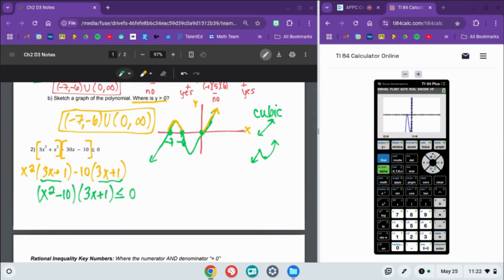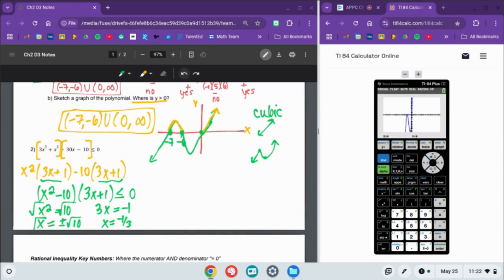And then for the x squared minus 10 part, I have to do x squared equals 10 and take the square root. And that would give me x equals plus or minus square root of 10. For the 3x plus 1 equals 0, that's going to be 3x equals -1, so x equals -1/3. All right, so these are my 3 key points.